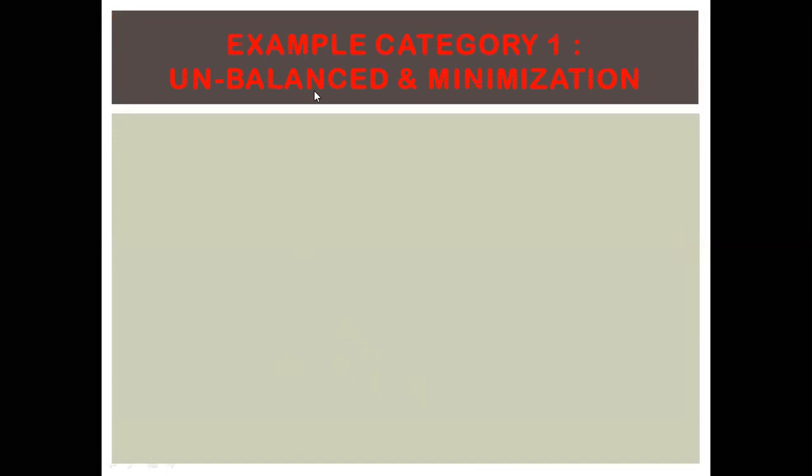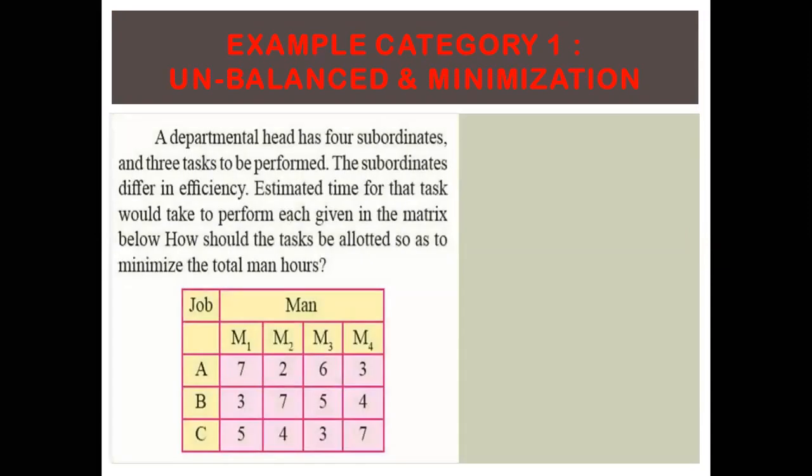Now, what do you mean by unbalanced? Balance means rows are equal to columns. So unbalanced means here your rows won't be equal to the number of columns. So what you will do and how you will solve them by Hungarian method. Let's have a look. Observe the question very carefully.